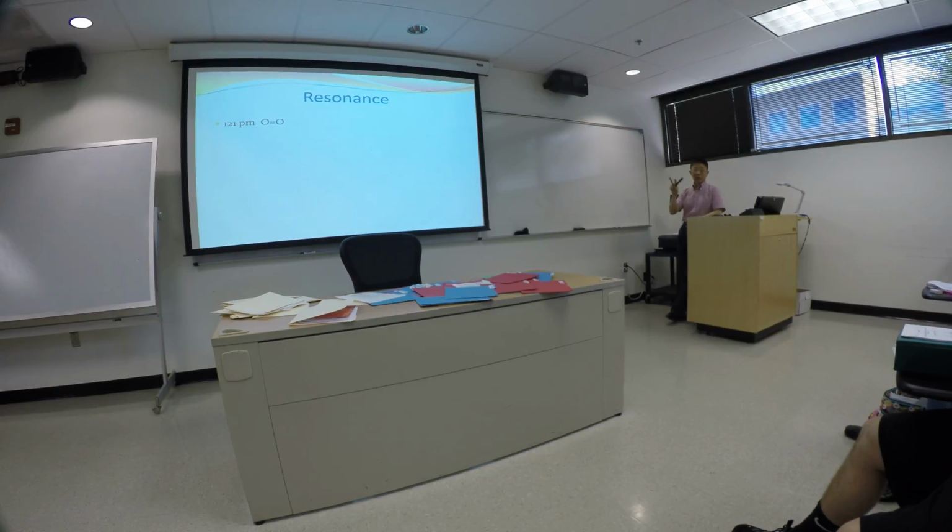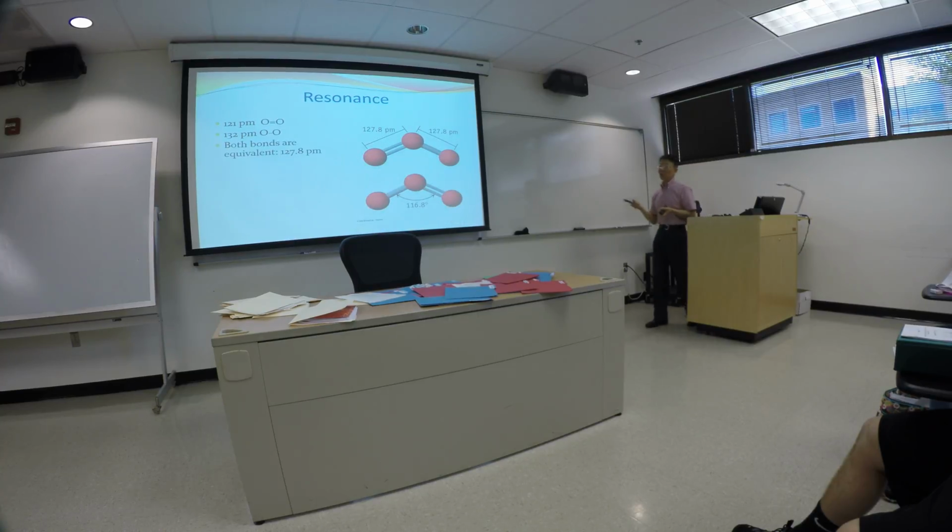Now, if you measure the bond length in the laboratory, we know that if you have an oxygen-oxygen double bond, the bond length should be somewhere around 121 picometers. Okay? When you have an oxygen-oxygen single bond, it's going to be somewhere around 132 picometers. Now, what happens to ozone? You have a double bond in there, you have a single bond in there.